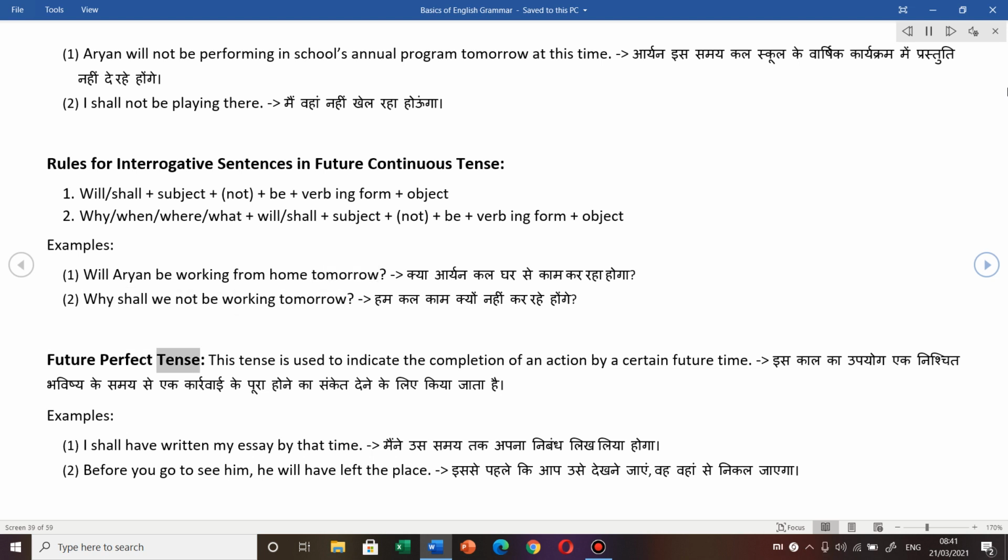Future perfect tense. This tense is used to indicate the completion of an action by a certain future time. Examples. I shall have written my essay by that time. Before you go to see him, he will have left the place.